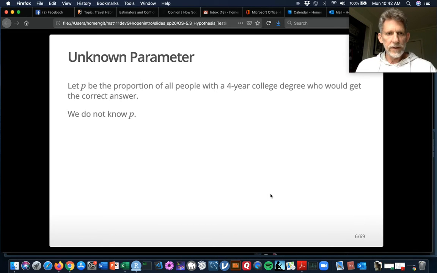So we might be curious, let's let P be the proportion of all people with a four-year college degree who would get the correct answer. You know, maybe it's 0.10, maybe it's 0.25, maybe it's 0.378. We don't know what it is because we can't ask everybody in this population that question. So we don't know P.